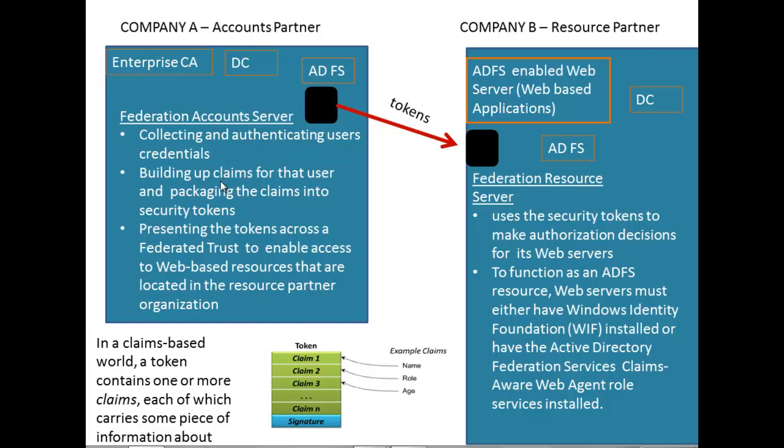We said that the accounts partner, which we will call the Relying Trust, has an enterprise CA, which is a certificate authority server, a domain controller, and an Active Directory Federation server. The Relying Party Trust is responsible for creating the claims and issuing the claims that will be sent to the partner company, that company that has the resources. And in our session today, we're going to see how we go about creating this Relying Party Trust.